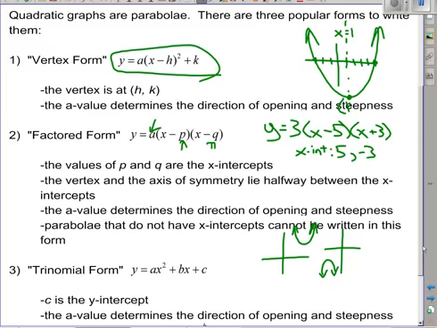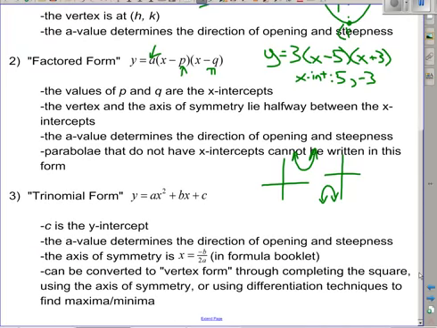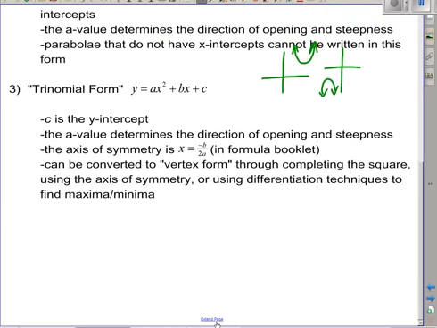Trinomial form, not really the best form for telling us a lot about the graph at the outset. So we might have y equals a x squared plus bx plus c. This is the general form. C is going to be our y-intercept. That's the nice thing it tells us right away. Again, a determines the direction of opening and generally the steepness. The axis of symmetry is at -b over 2a. That's in your formula booklet. And that also tells you the x-coordinate of your vertex.